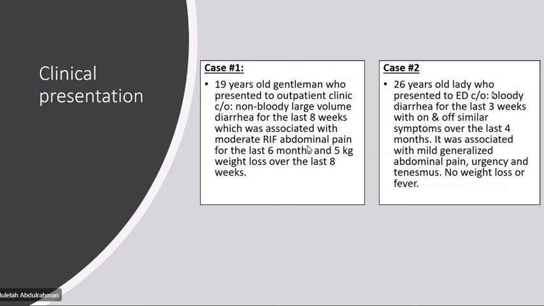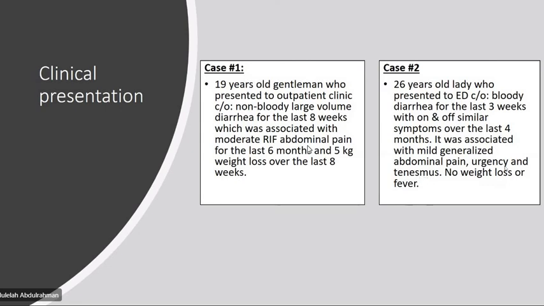So let's just compare that with most likely the UC case on the right side. A 26-year-old lady who's coming with bloody diarrhea. Okay, so 3 weeks, but she's been having on and off some symptoms over the last 4 months. So it's in the chronic category. It's not acute, and it was associated with mild generalized abdominal pain. So there are key symptoms here, the urgency and tenesmus.